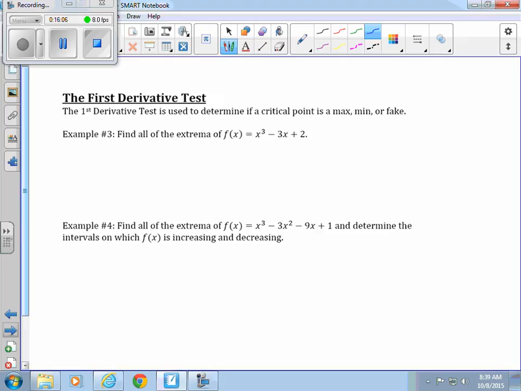So I'm going to find the derivative. Pretty easy derivative to find. What is the derivative?